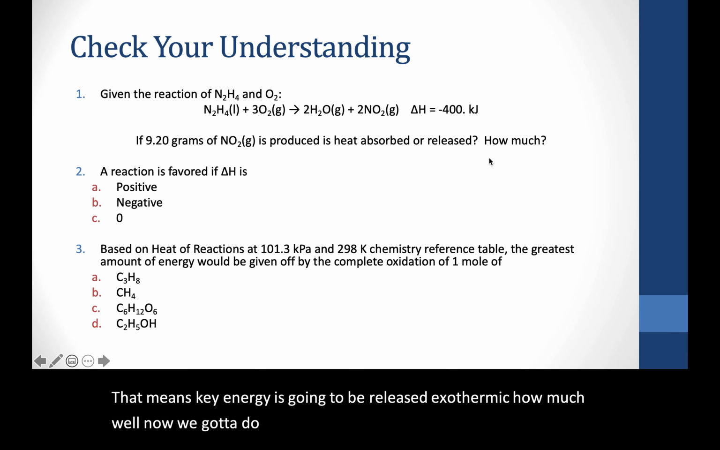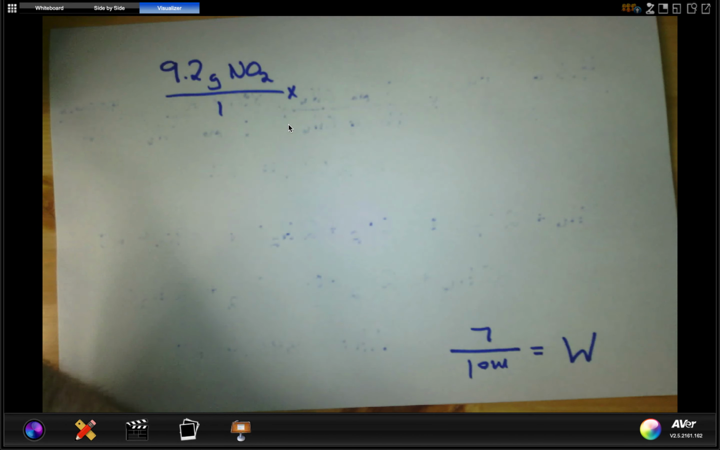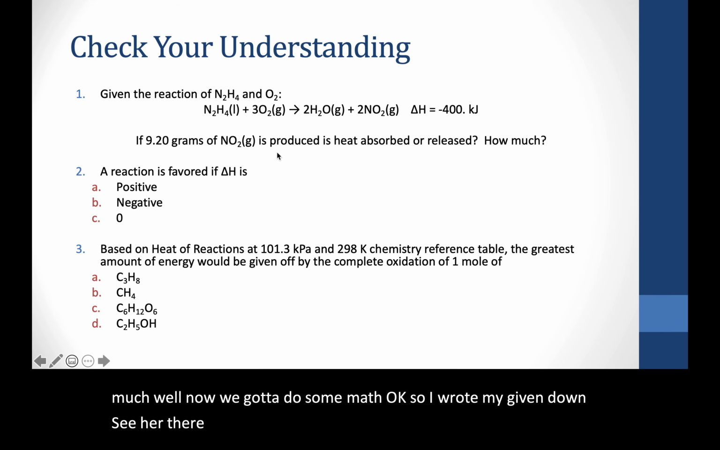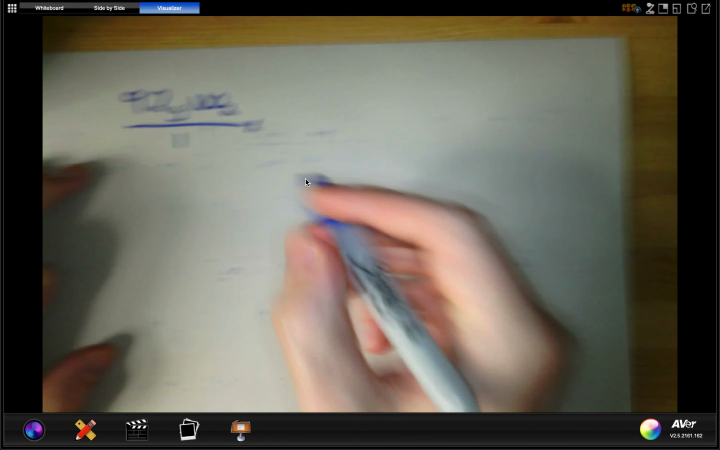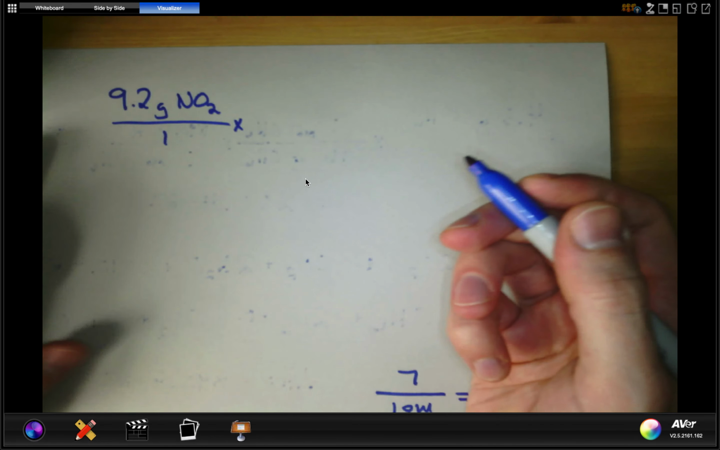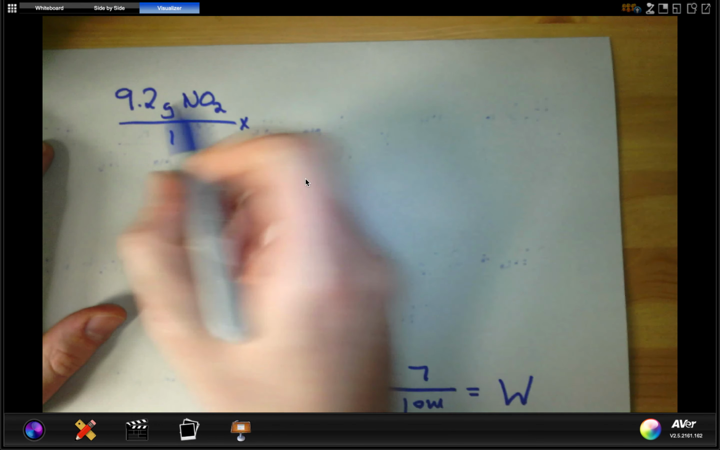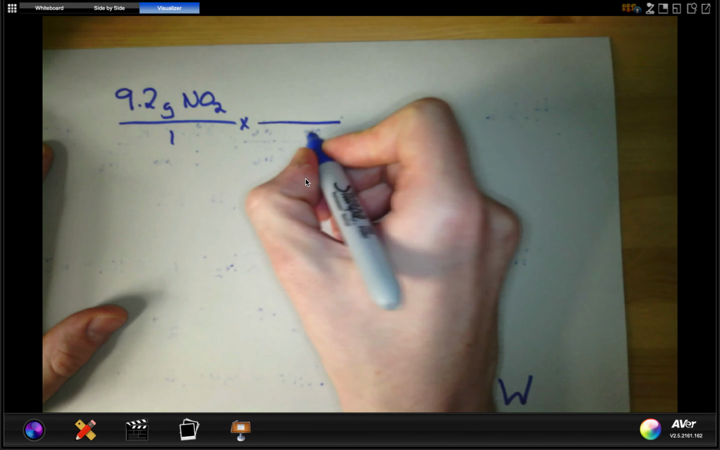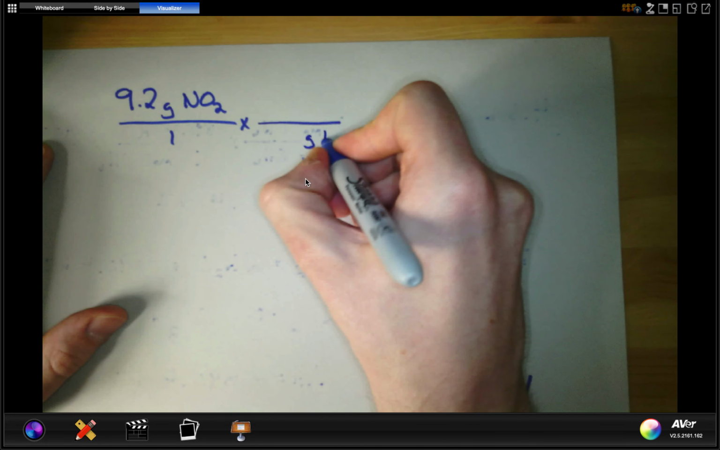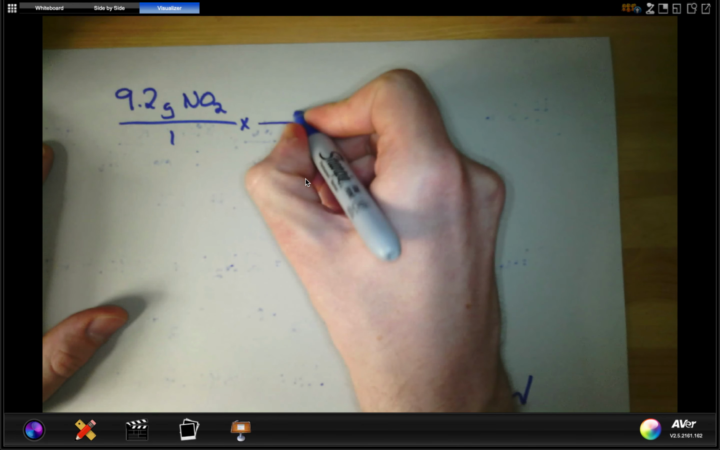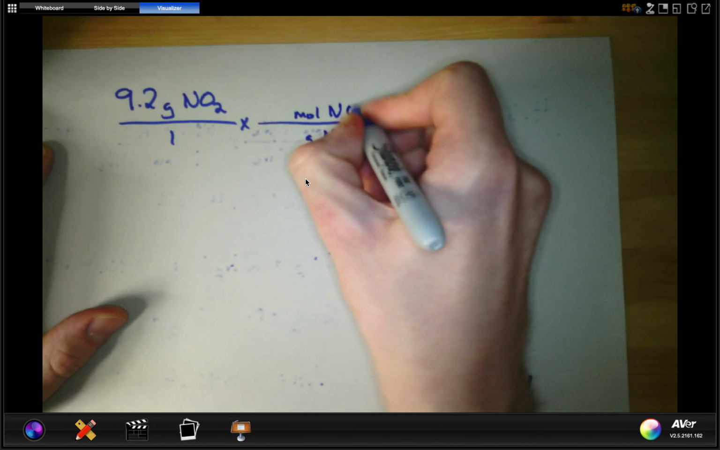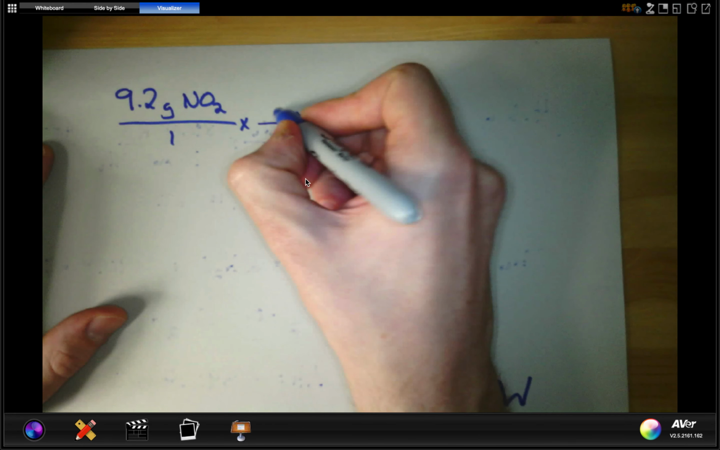Okay, so I wrote my given down. See, I wrote it there, okay? So first thing I want to do is convert to moles and then convert to energy based on the equation, and I'll go back in a second here. So that's my given, my grams. So my next term, what goes up must come down, grams of NO2. I'm converting to moles of NO2, right? And I want to know how many grams are in 1 mole.